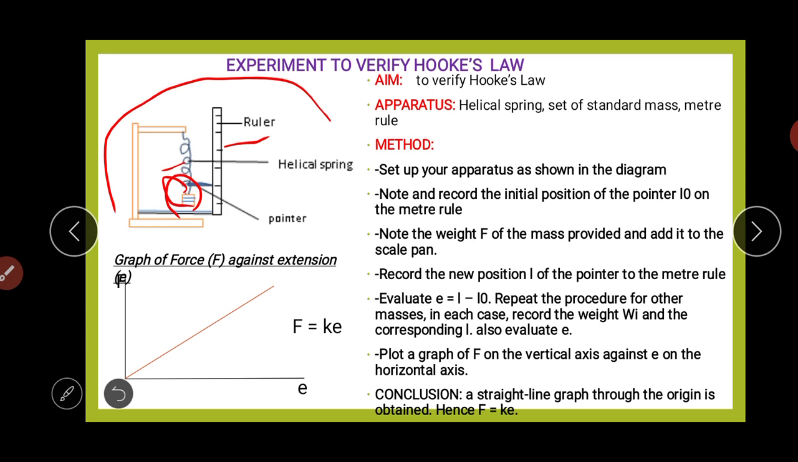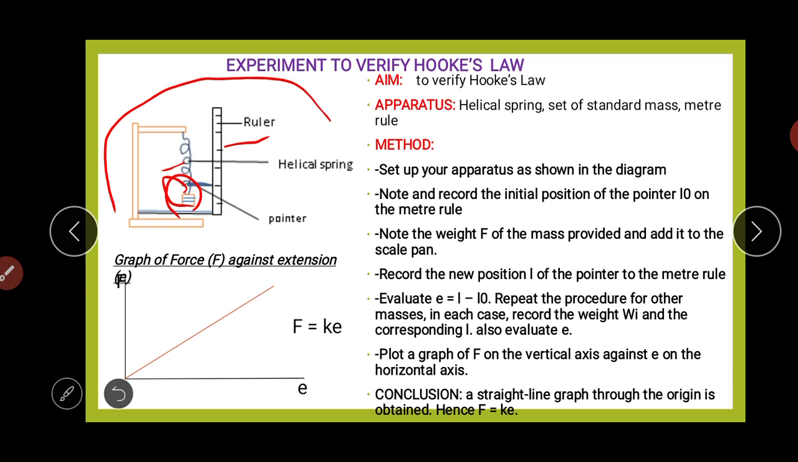By the time you apply the mass, the spring is drawn down. That is another measurement, which is L. So the extension now becomes L minus L naught. It's as if you have a spring, and before you apply a set of masses on that spring, the spring has a length. You measure it. That is L naught. By the time you apply the masses, there is extension, so you take that one to be L or L1. So the extension becomes L minus L naught.